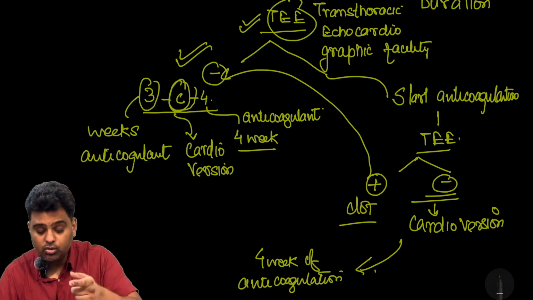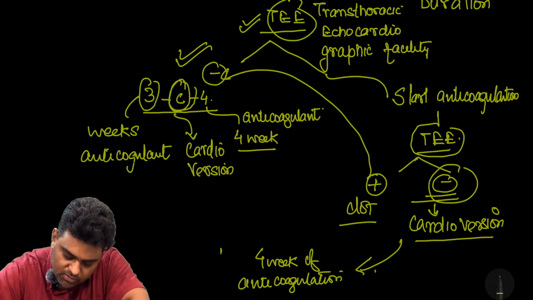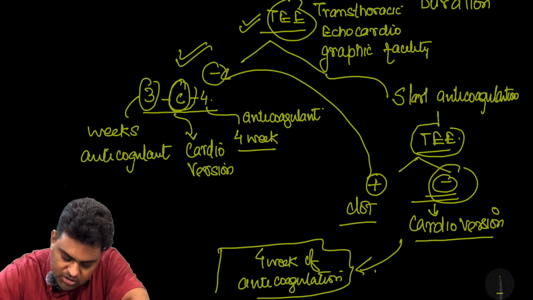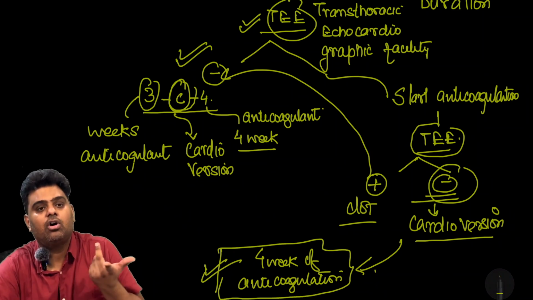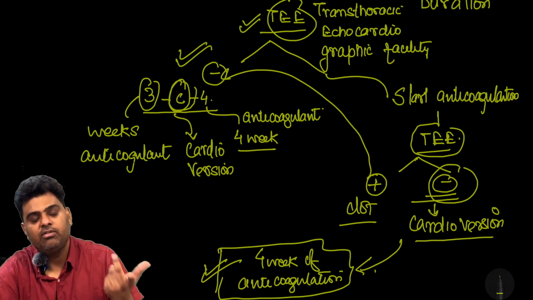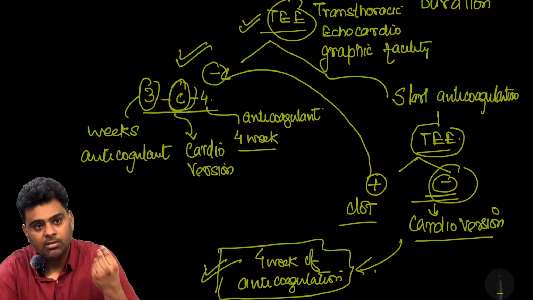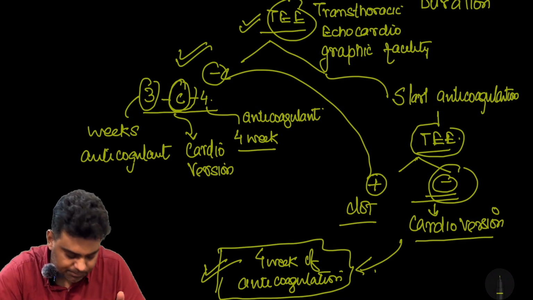Okay, now you can ask, you have done TEE, there is no clot, you have done the cardioversion, then why are you giving anticoagulation for 4 more weeks? Because there is no clot and the rhythm has already converted to sinus rhythm. So why are you giving anticoagulant and increasing the risk of bleeding in the patient?